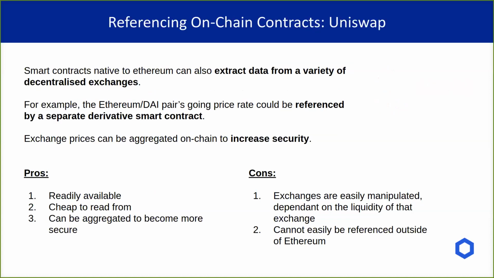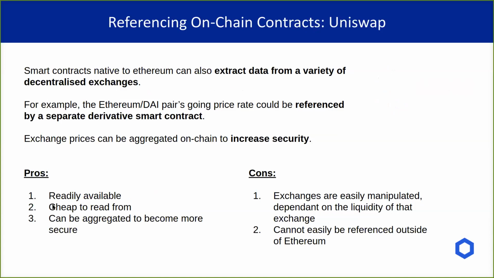Fourthly, you're able to reference on-chain contracts for a price point. For example, you've got Uniswap, which is a peer-to-peer token exchange on Ethereum. So you can reference that price point for your other smart contract applications on-chain.